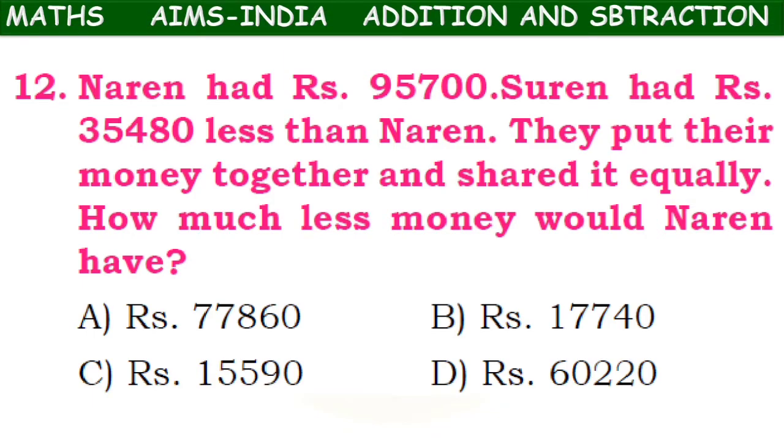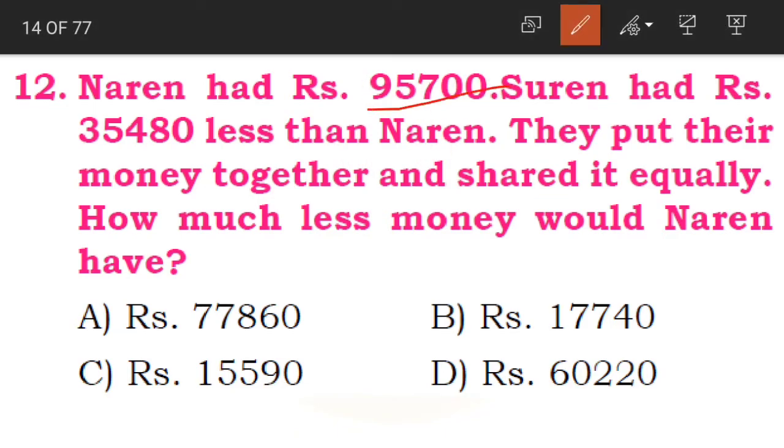Naren had 95,700 rupees. Suren had 35,480 less than Naren. They put their money together and shared it equally. Now, how to find out this, children? To find out this, first let us find out how much money Suren has. They are saying Suren has 35,480 less than Naren. Now, Naren's amount is 95,700.